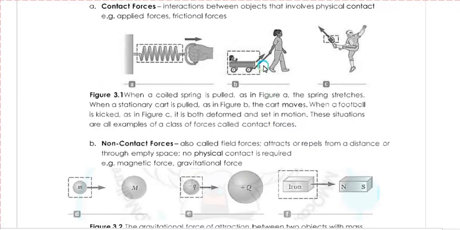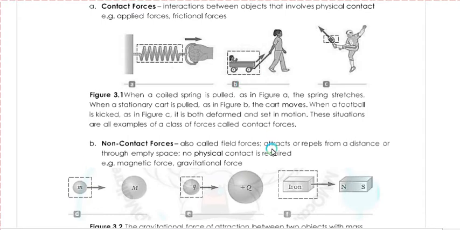So, ari kung inbutong mo, may force man dara. When a football is kicked, as in figure C, it is both deformed and set in motion. These situations are all examples of a class of forces called contact forces. So, tanan, may ari isang physical contact between sa pag-apply ari sa nag-apply sang forces kag sa specific nga object nga nag-cause ang motion or nag-cause ang forces.